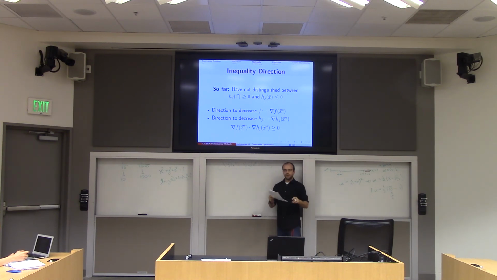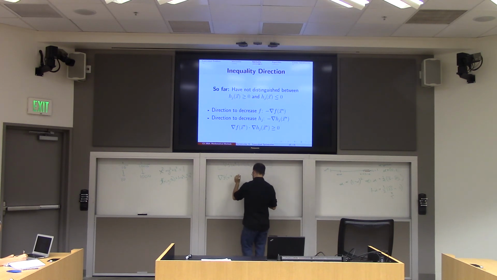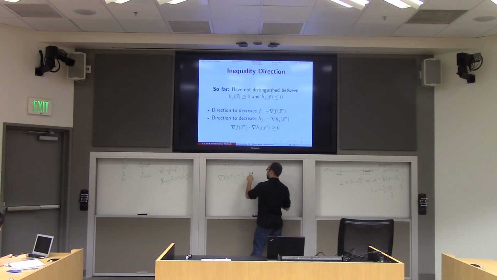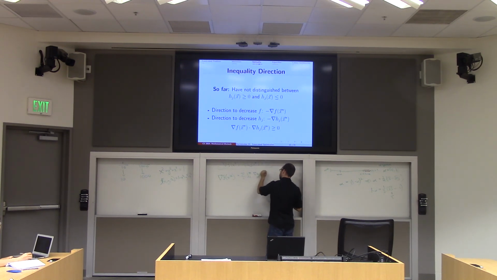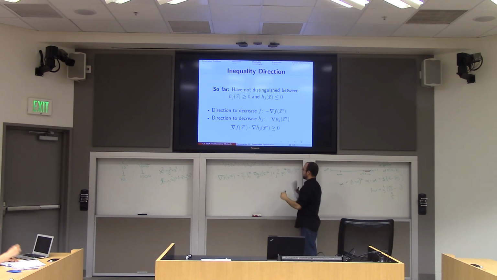So let's go back to our first order optimality conditions. Remember when we did our Lagrange multipliers thing, we have that the gradient of f at our optimal point x star is going to be equal to the sum over i of lambda i star times grad g i of x star, plus the sum over j of mu j star grad h j of x star. By the way, this is only the sum over active constraints.